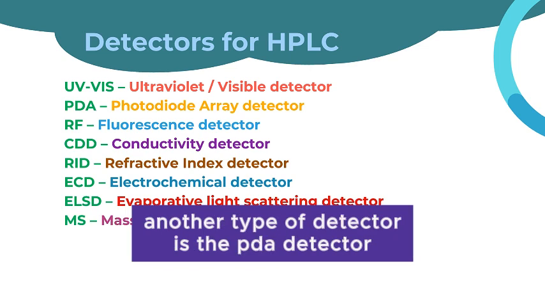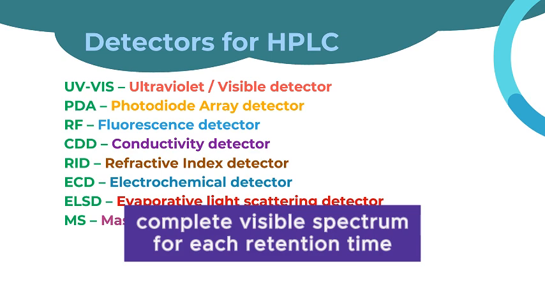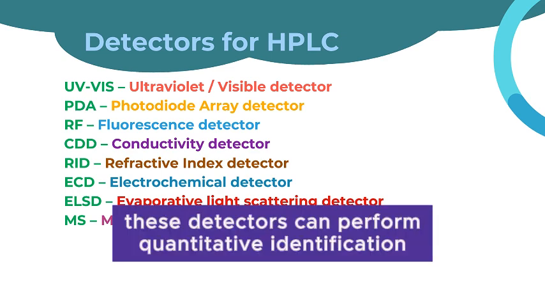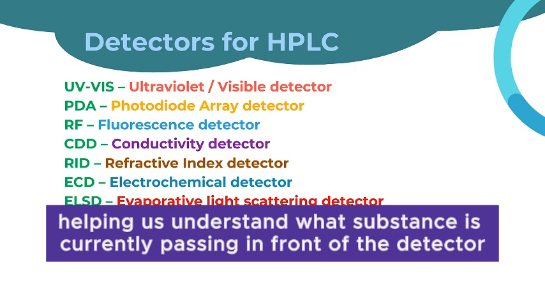Another type of detector is the PDF detector, which has the ability to analyze different wavelengths, allowing us to obtain a complete visible spectrum for each retention time. These detectors can perform quantitative identification, and there is also the possibility of qualitative identification, helping us understand what substance is currently passing in front of the detector.